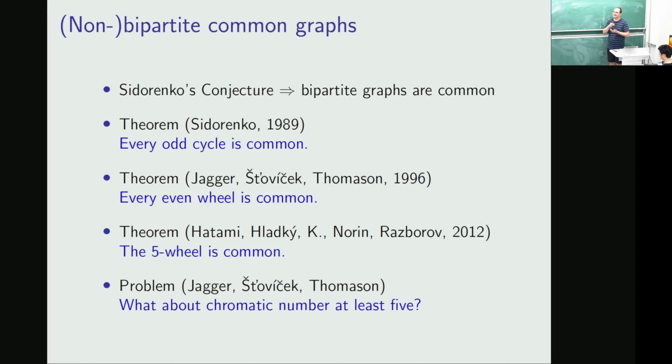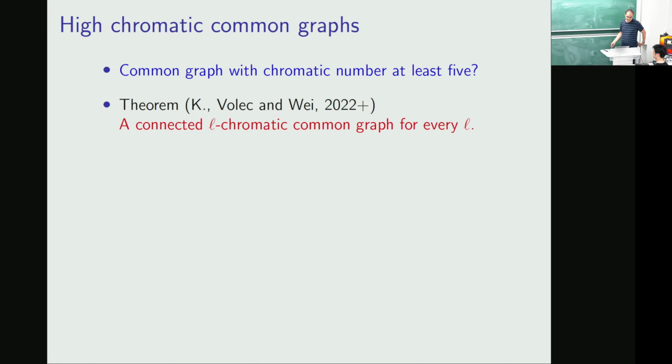But which makes me suspicious that there's no proof of 9-wheel, because then you perhaps would need to either apply them somehow in a smart way, or do a human proof of smaller wheels. So there was this question: what about chromatic number at least 5? And that's actually the main result I want to mention in this talk.